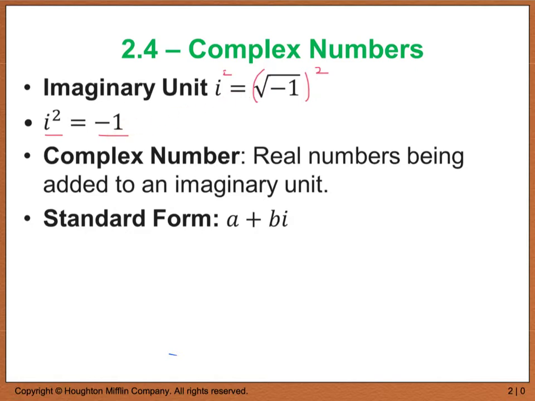Now, complex numbers are when we take a real number and pair it, usually adding or subtracting it, with an imaginary unit. So something like that would be a plus bi. Now a plus bi is what we call standard form, and the a will be the real number, and then this piece here is the complex piece, or the imaginary part.